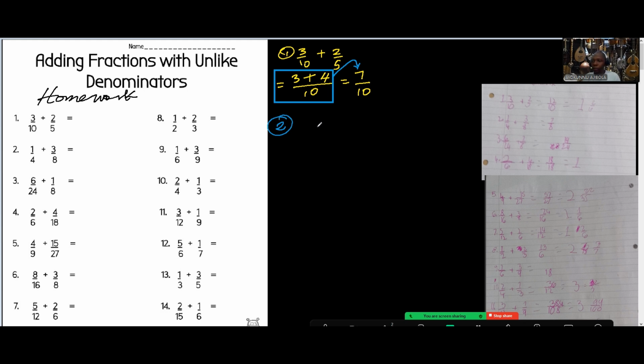1 over 4 and 3 over 8. 1 over 4 plus 3 over 8. So the LCM is 8 because 8 is a multiple of 4. So 4 in 8 is 2. 2 times 1 is 2. And 8 in 8 is 1. Then 1 times 3, that's 3. So the answer of this will be what? 5 over 8.